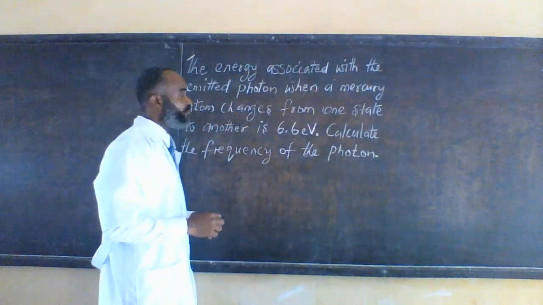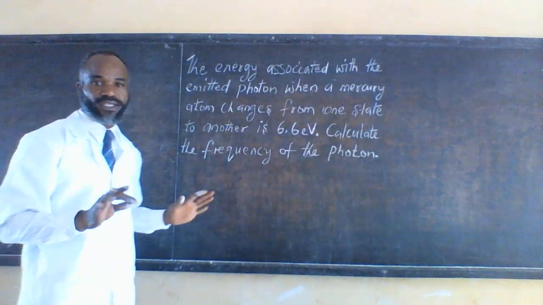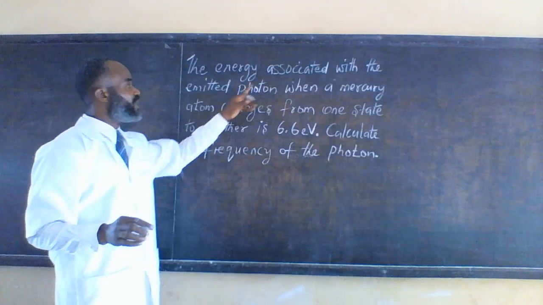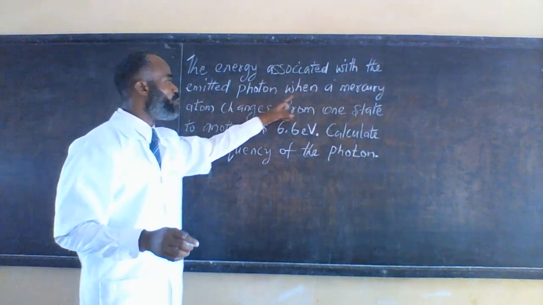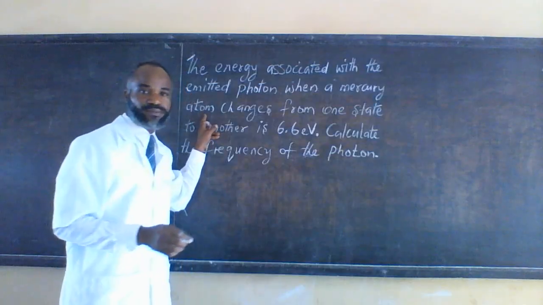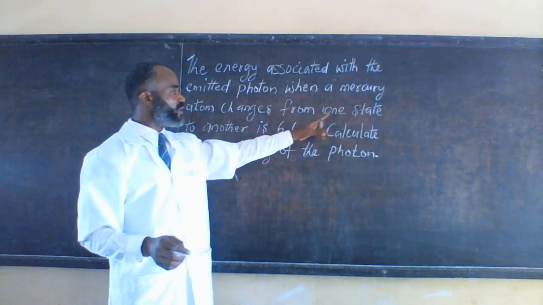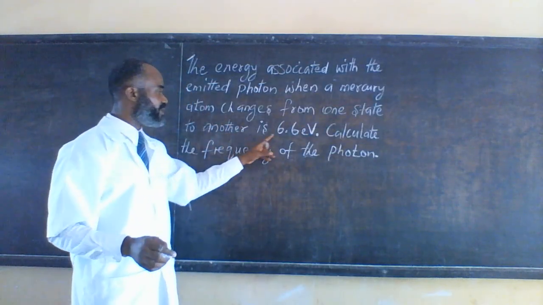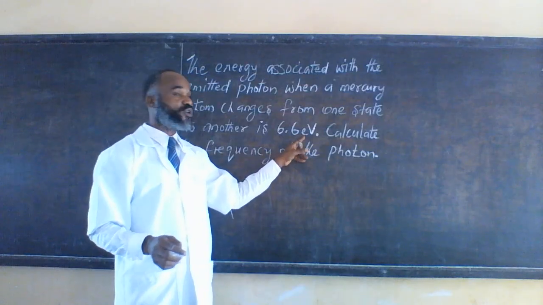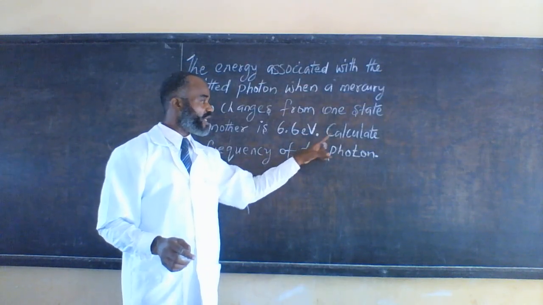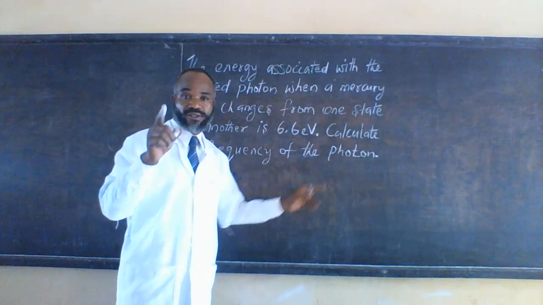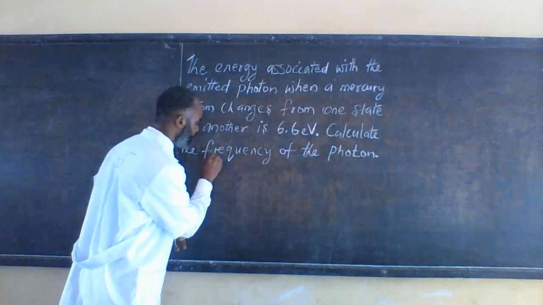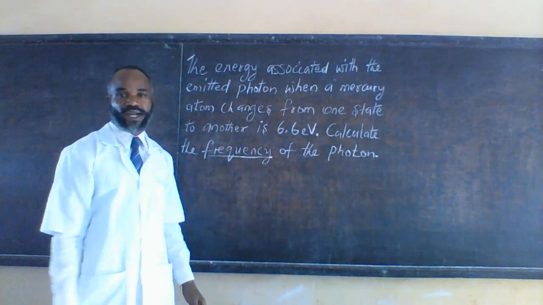All right, so if we have a question like this: the energy associated with the emitted photon when a mercury atom changes from one state to another is 6.6 electron volts. Calculate the frequency of the photon. So we need to calculate the frequency of the photon, all right?